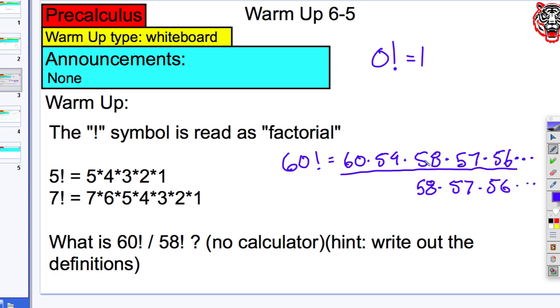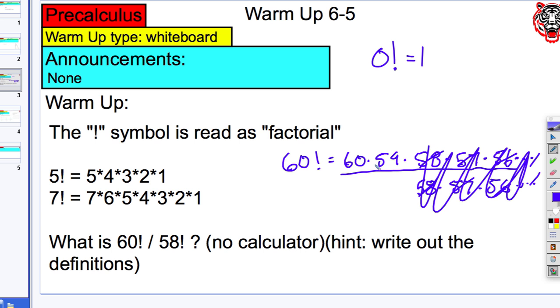Do I have a 58 on the top and the bottom? They cancel out. 57 on the top and the bottom? Cancel out. 56 on the top and the bottom? Cancel out. Do you think there's a 2 on the top and the bottom? Oh, yeah. In fact, all of this cancels each other out. And 60 factorial divided by 58 factorial is really just 60 times 59. That's it. Isn't that cool?